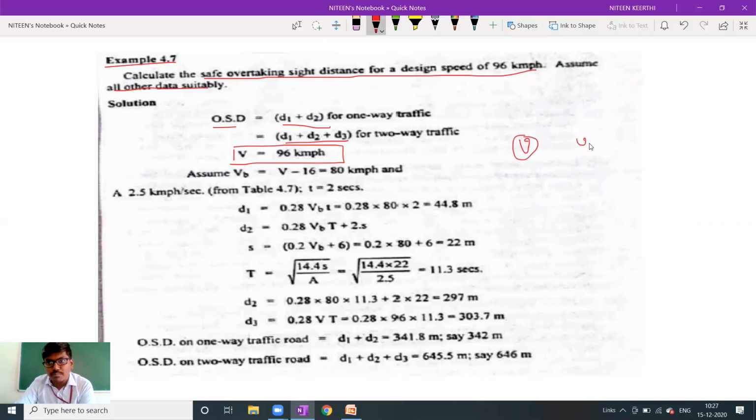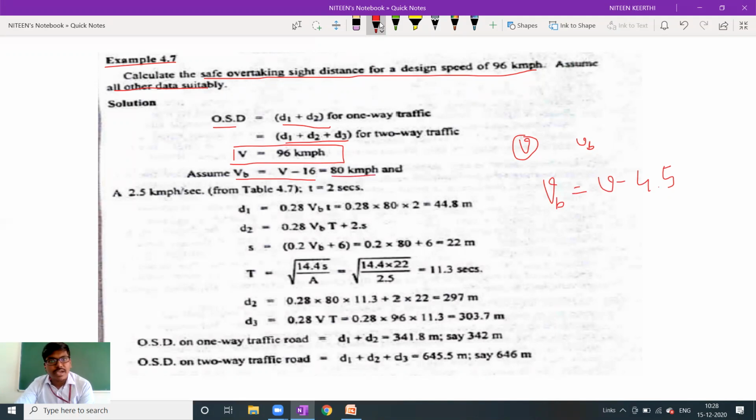Its speed we denote by VB. Since VB is not given, there is a formula to determine it. Capital VB is equal to V minus 16 in case of capital V. But in case of small v in meter per second, small vb is equal to small v minus 4.5. Since here V has been given in kilometer per hour, capital VB is equal to capital V minus 16, that is 80 kmph.